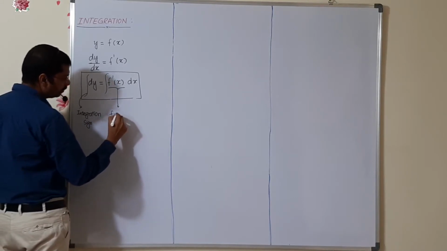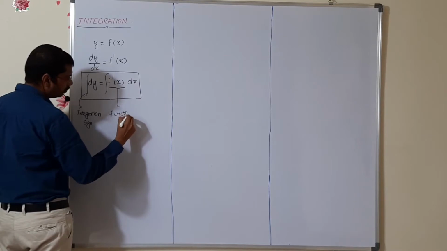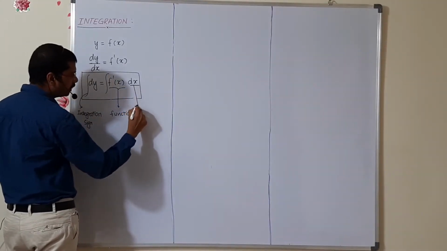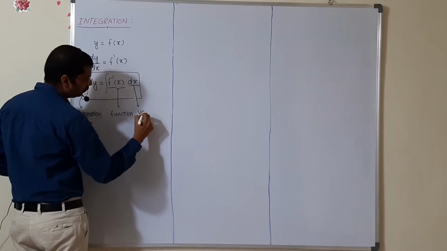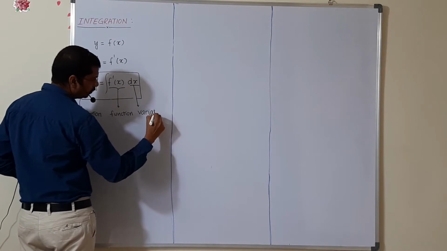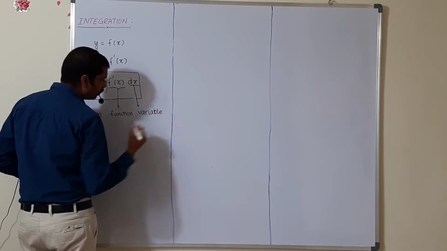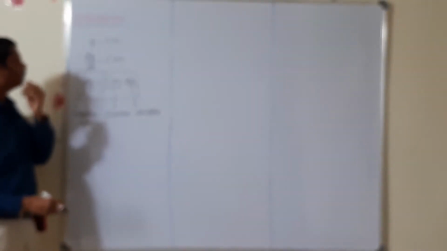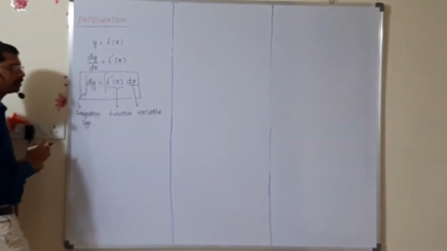Whatever is given, that value we have to write. Which function? x function. And dx is a variable. Here this y function, y is the integration of a function of dx. This function changes with respect to x. Then we will get the integration of y.